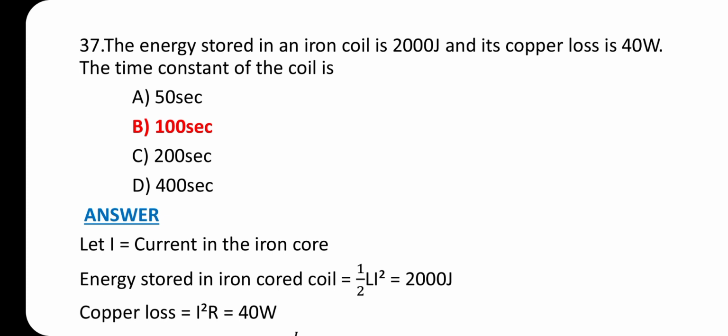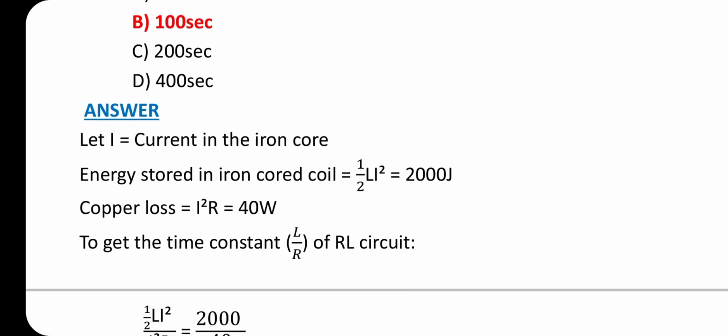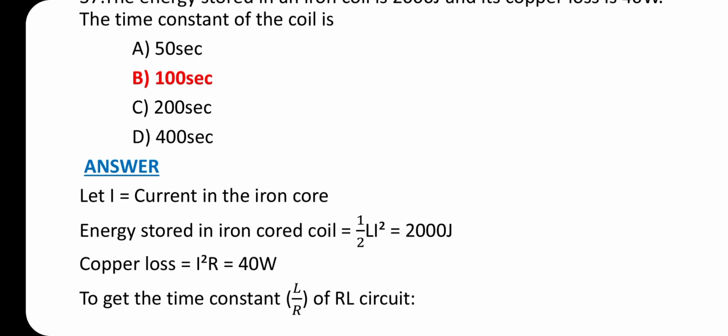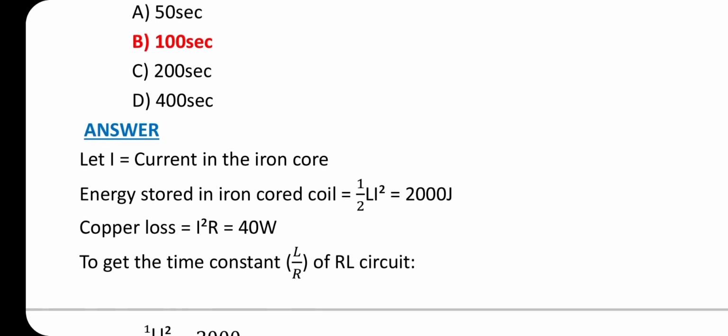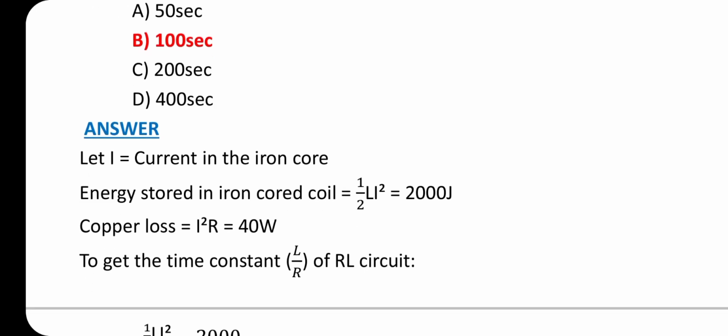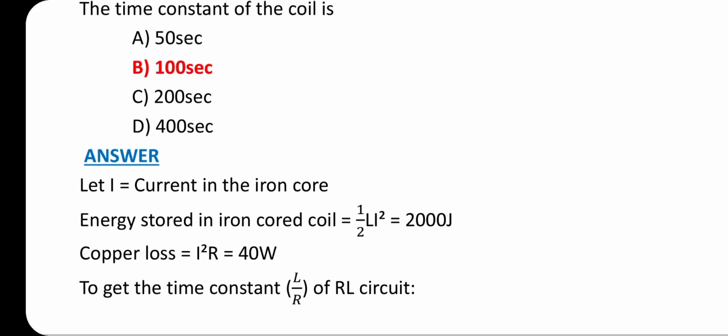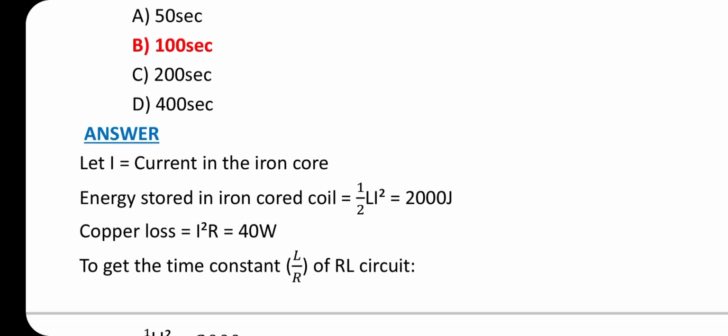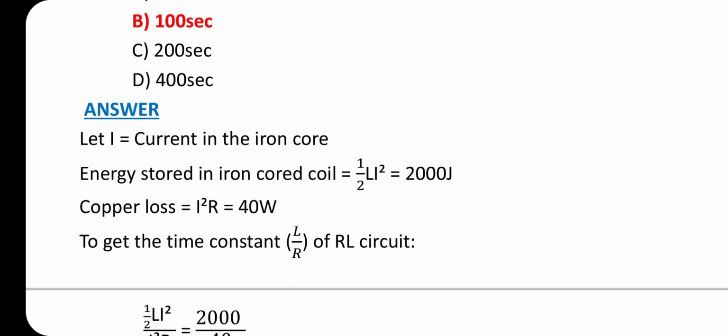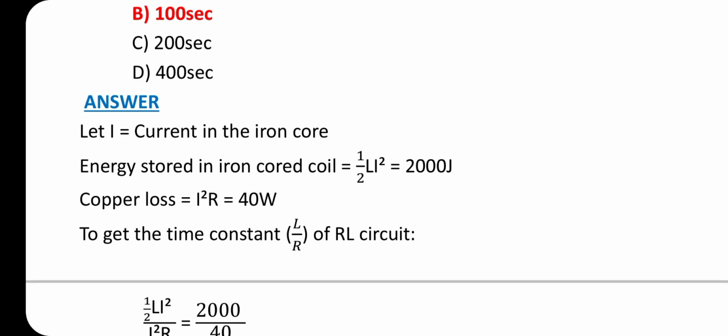Question number 37. The energy stored in an iron coil is 2000 joule and its copper loss is 40 watt. The time constant of the coil is? Let I be the current in the iron core. Energy stored in the iron cored coil is given by 1 by 2 L I square, which in the question is 2000 joule. And copper loss is 40 watt. We know the equation of copper loss is I square R.